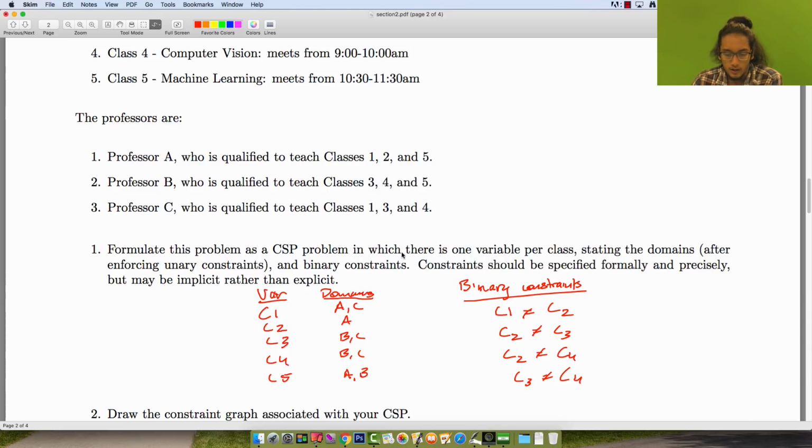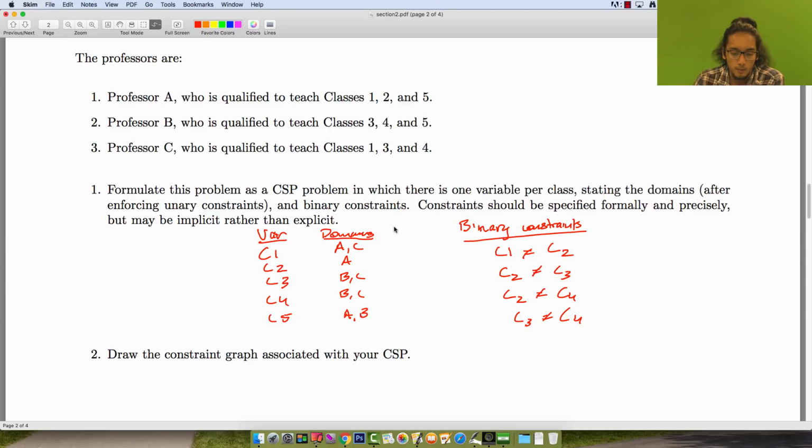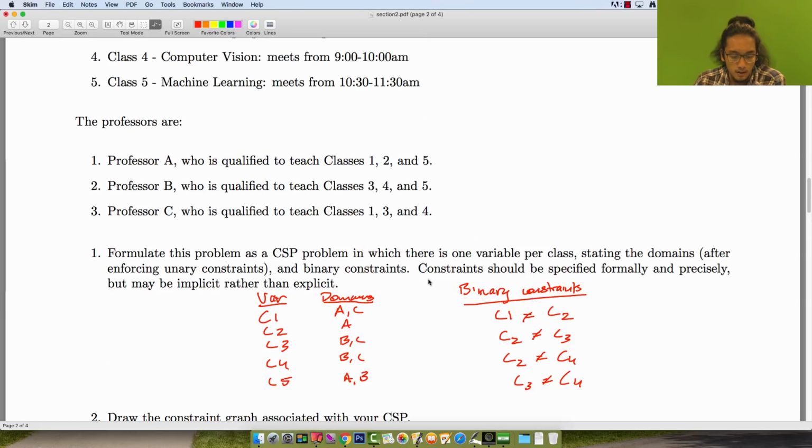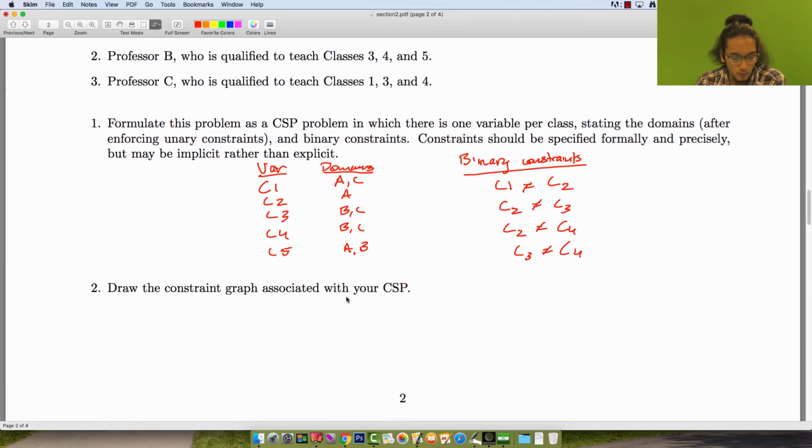Note that the reason why we didn't write any unary constraints is because we kind of absorbed them into these domains, right? We could have equivalently written these domains as just A, B, C for all of these, and we could have added unary constraints saying things like, for example, C1 cannot be equal to B, right? Because Professor B is not qualified to teach class 1. But usually for unary constraints, we absorb them into the domains by just pruning the domains and removing everything which is disallowed by the unary constraints. And that's what we also have done here. So that's it for part 1.